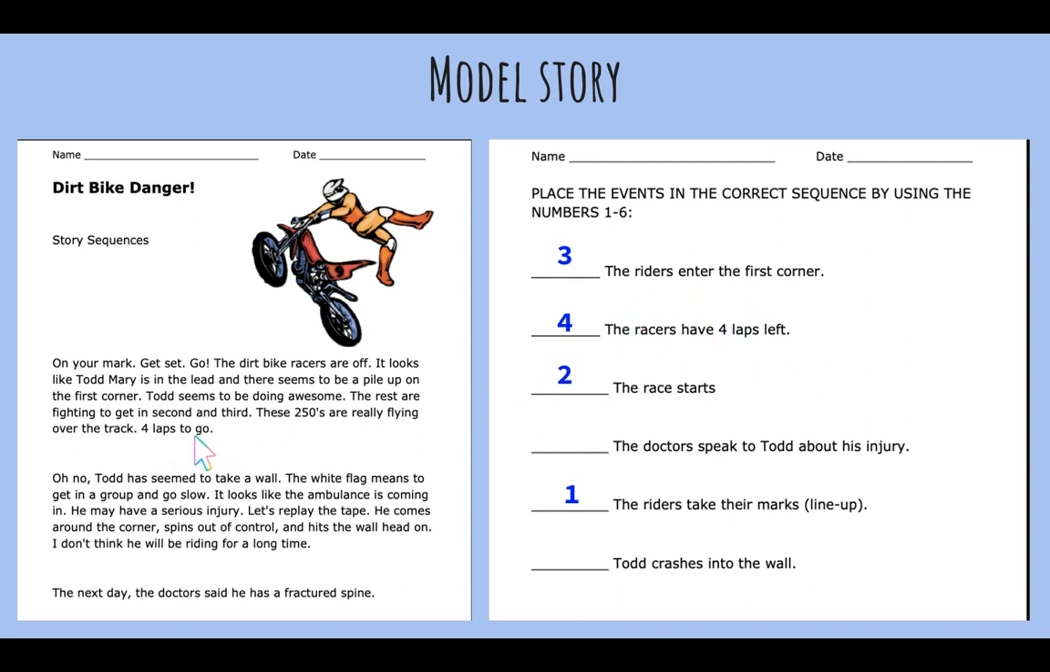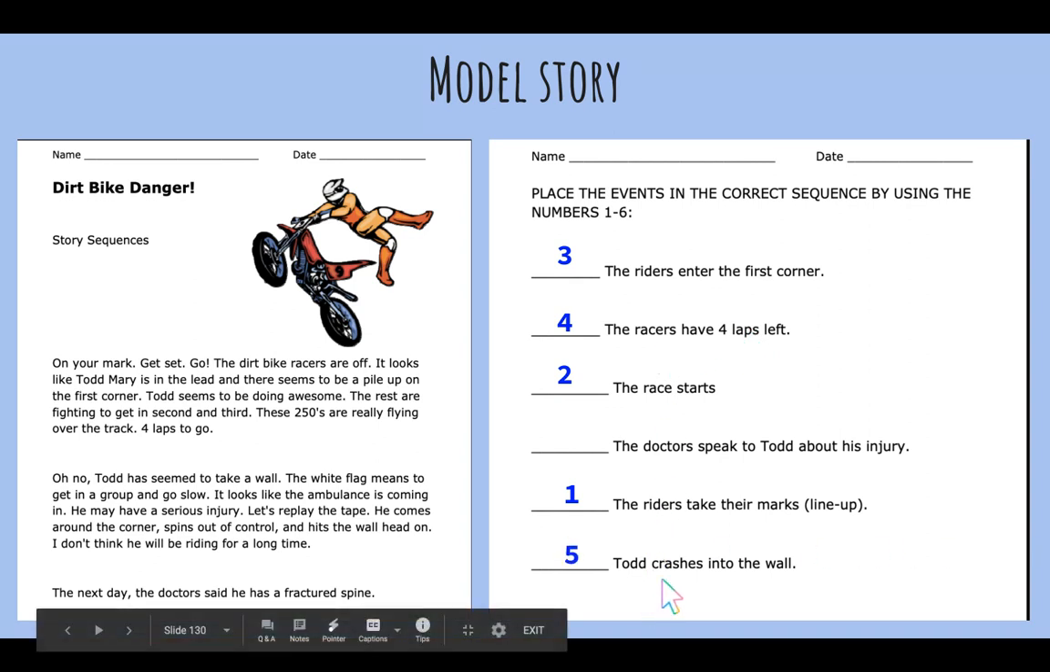We find that out right here. Okay, then racers have 4 laps. Todd crashes into a wall. Oh no. If we look here, we can see, oh no, Todd has seemed to take a wall. So he has crashed into a wall. That is the 5th thing that happens.